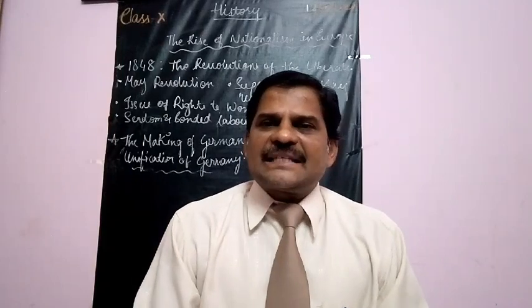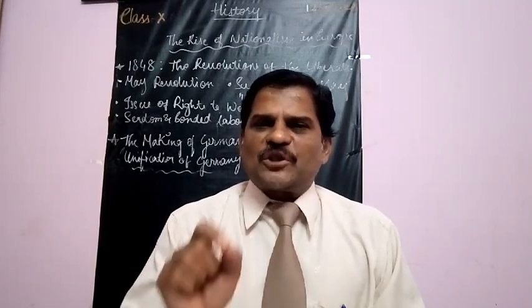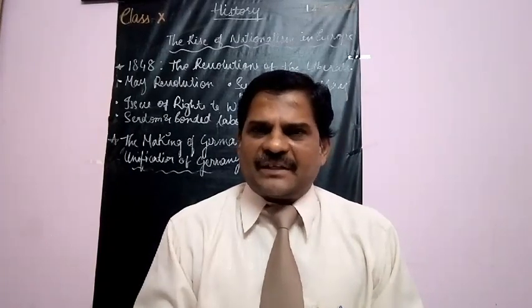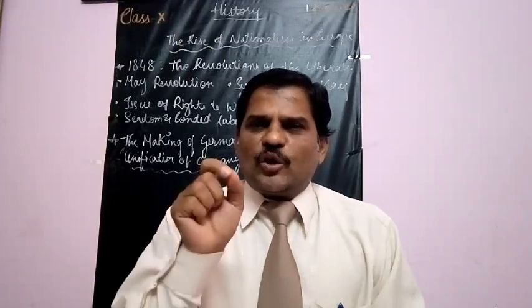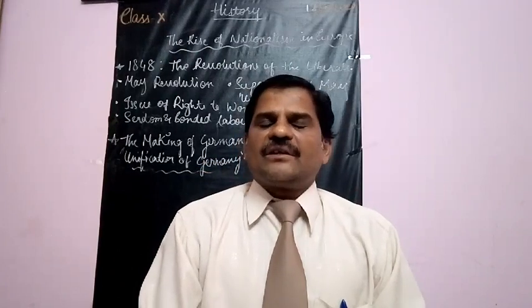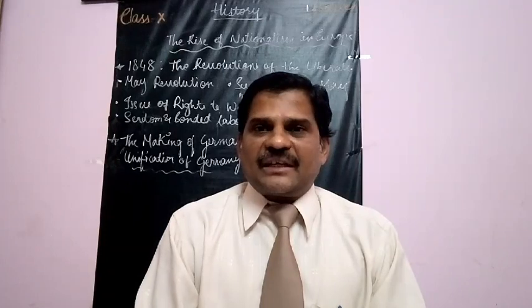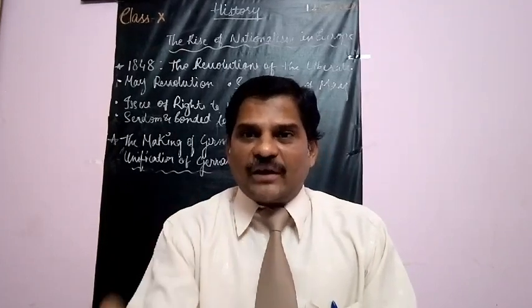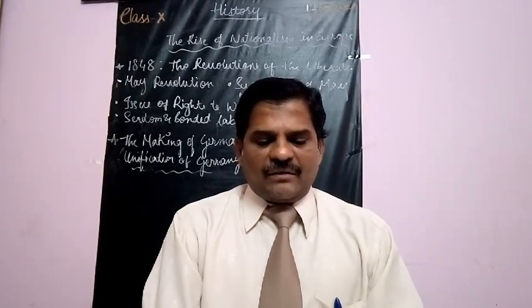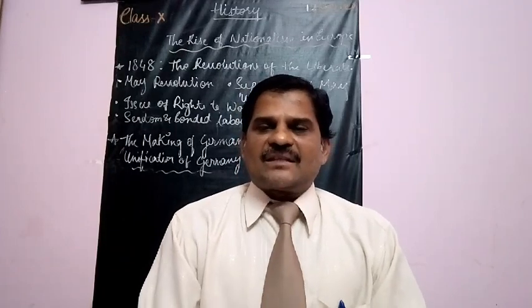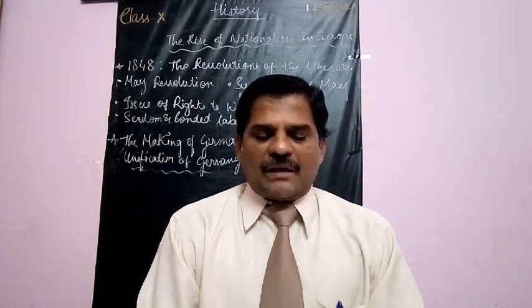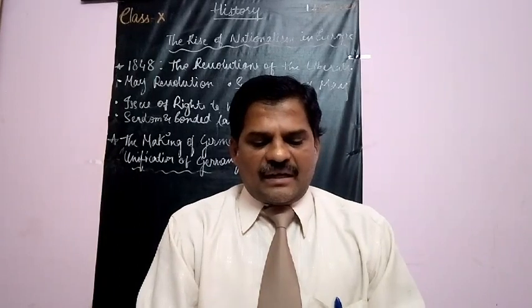The Franco-Prussian war ended in 1870. So with the end of the Franco-Prussian war, the unification of Germany was accomplished. So in January 1871, the Prussian king, who was the Prussian king? I told you, William I at that time. So William I was proclaimed as the German emperor in a ceremony held at Versailles.